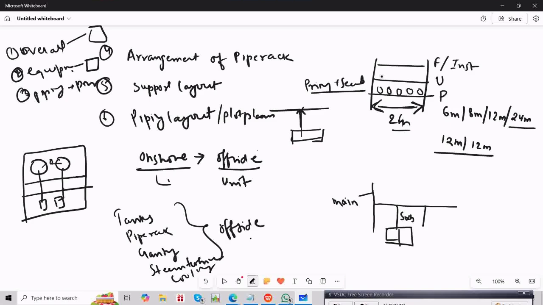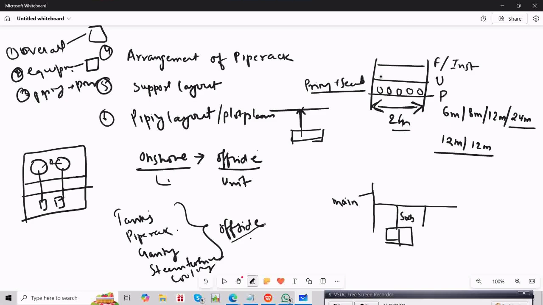See, when I was working in an onshore project, it was one of the biggest refineries. When it is finished, it will become the world's biggest refinery. The work is still going on. I started that work in 2013 and it is 2025. I worked on the offside, doing the piping of these tanks, pipe racks, gantry, and all this.